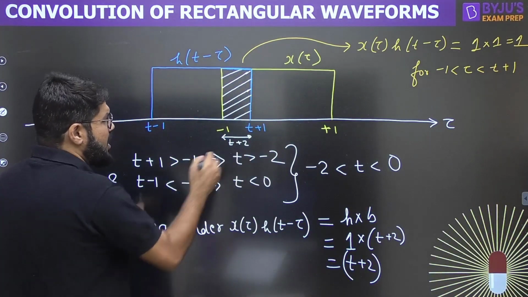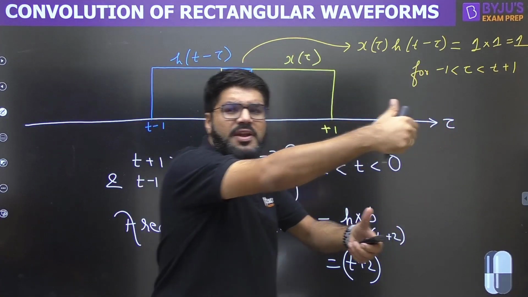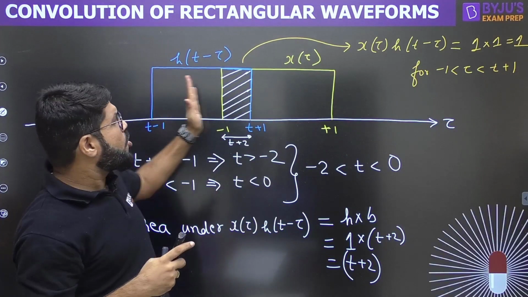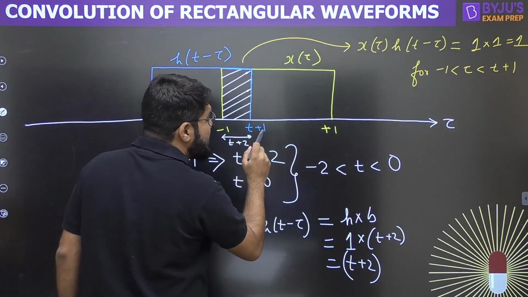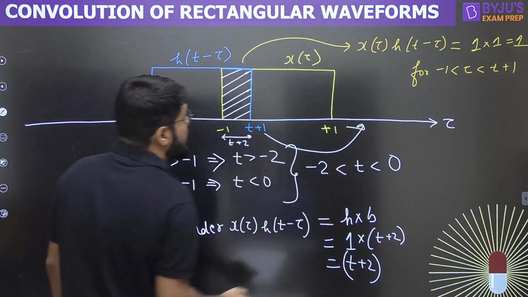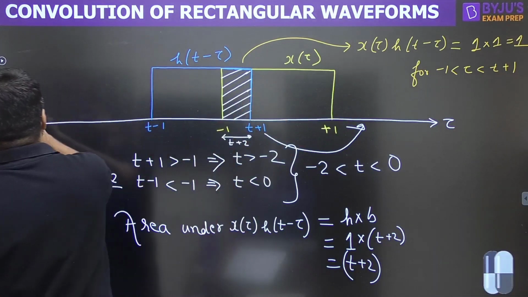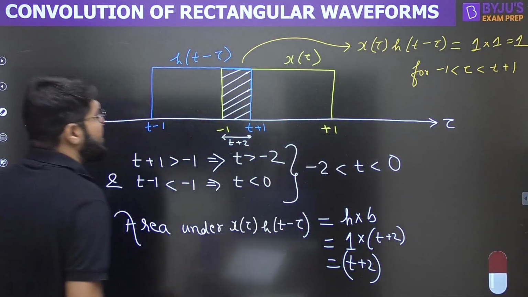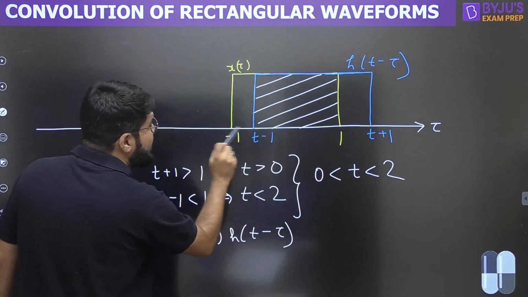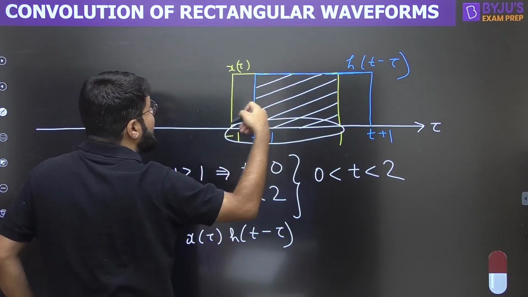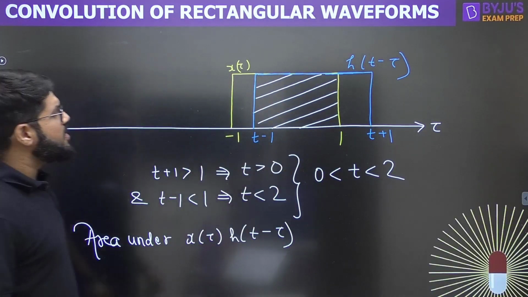Now the next case can be what? Just imagine that h of t minus tau is trying to run from minus infinity to infinity, and during its run, it's just crossing x tau, right? So the next possibility is t plus 1 going even forward, and if t plus 1 goes forward, t minus 1 will come inside. Pay attention here, have a look at this. You can see t plus 1 goes forward and t minus 1 is inside this yellow rectangle. It is inside the x tau, right?